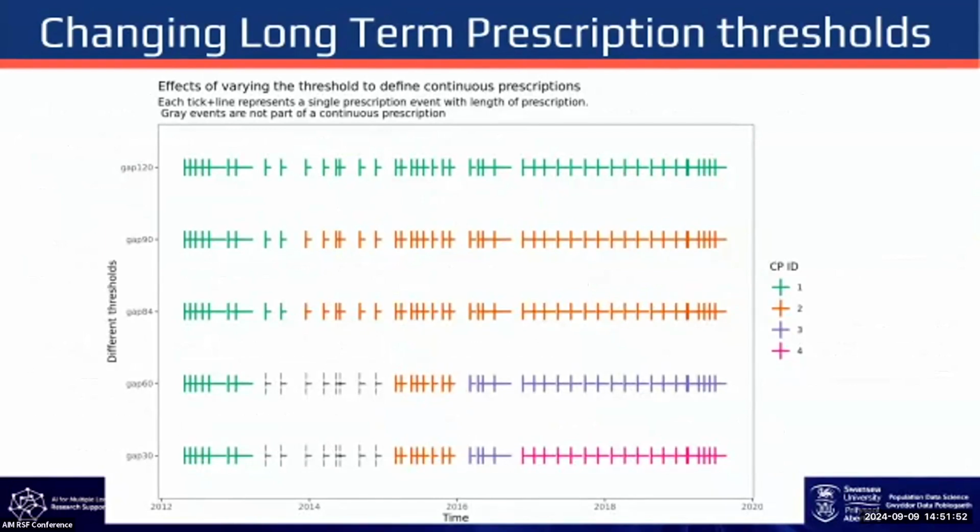gaps between long-term prescriptions, at the top here we've got 120 days, and at the bottom we've got 30 days. And if you vary that with 84, second from the top, you can see that you get different numbers of long-term prescriptions. So the same patient with different gaps would have maybe 4 long-term prescriptions or 1 at the top. And that's quite important for predicting the effect of continuous dosing on a condition.